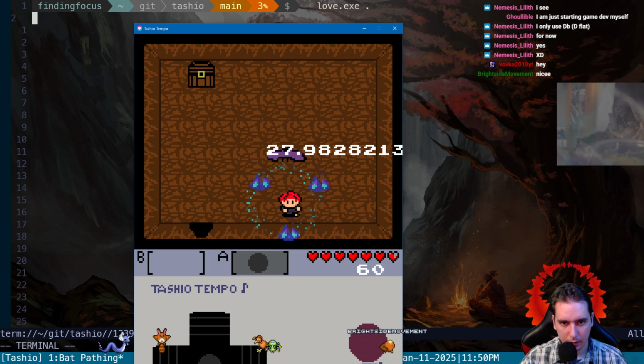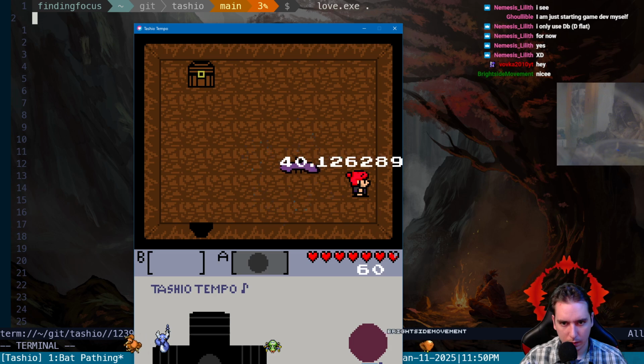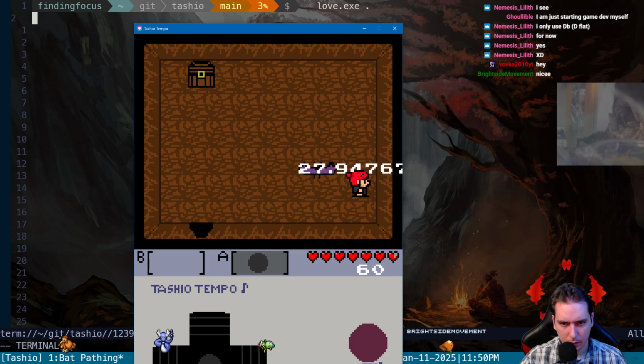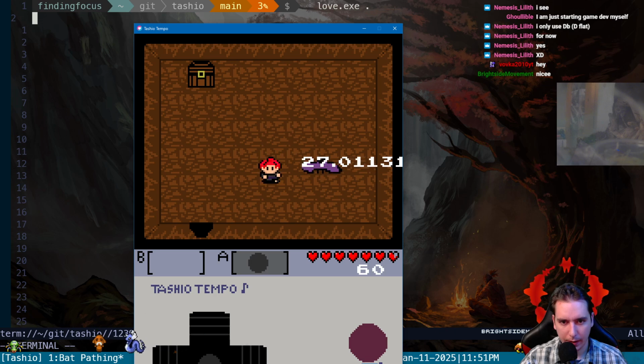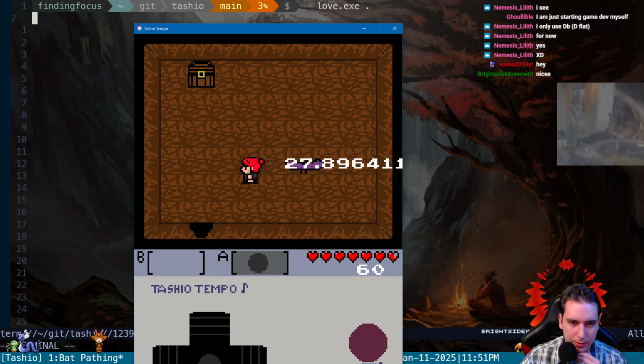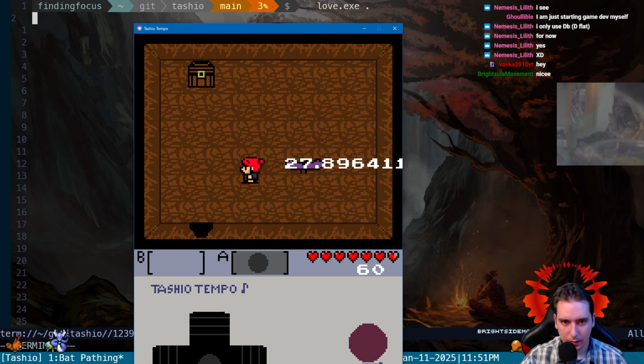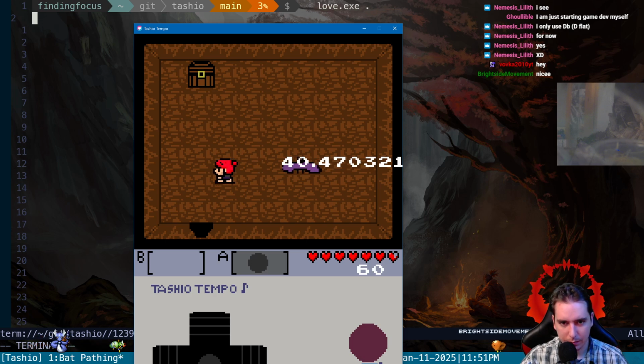We can touch him there. Okay. Why is this side scarier? Because he's 28 away, but he looks like he's 4 pixels away because he's so wide. Oh, yeah. Because look at the distance here. That's like twice as far. I think it's because he's so wide. He's wider than 16 pixels.